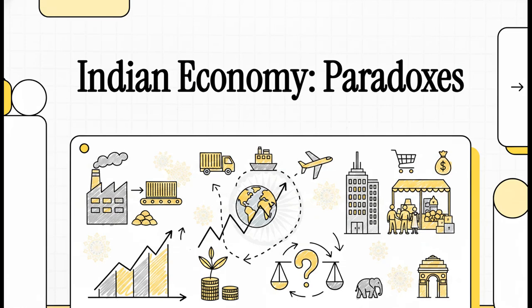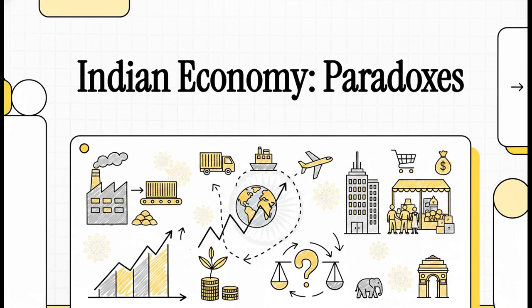Welcome to this explainer. If you take a second to just look around you right now, there is a massive, almost chaotic whirlwind of economic activity happening every single minute. People are producing goods, offering services, buying, selling, and moving things from one corner of the country to another. But how do we actually make sense of this giant web?